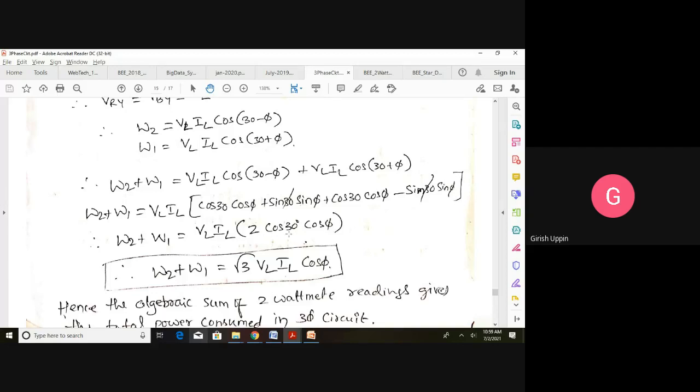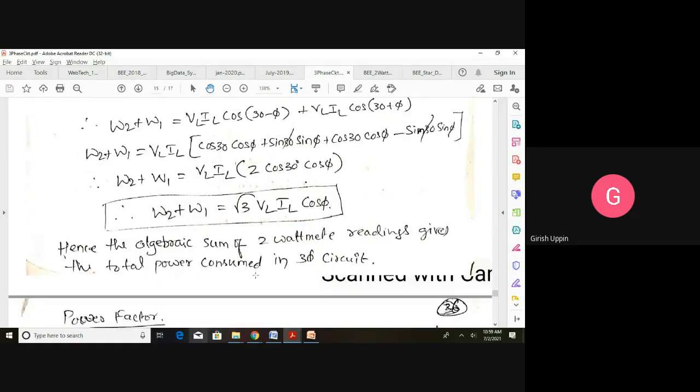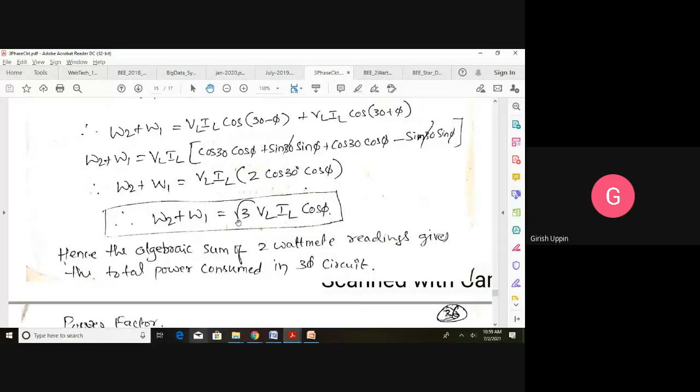And what is cos 30? Cos 30 is root 3 by 2. The 2 gets cancelled. What remains is root 3. Therefore, W2 plus W1 is equal to root 3 VL IL cos phi, and we already know that root 3 VL IL cos phi is nothing but the three-phase power. That is how we prove that the sum of the two wattmeter readings is sufficient to measure the three-phase power. Hence, the algebraic sum of the two wattmeter readings gives the total power consumed in the three-phase circuit.